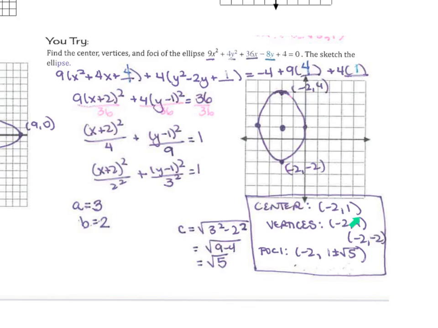You find the center is negative 2, 1, vertices at negative 2, 4, and negative 2, negative 2, and the foci is at negative 2, and then 1 plus or minus square root of 5.